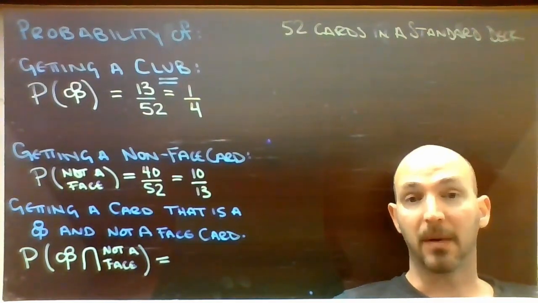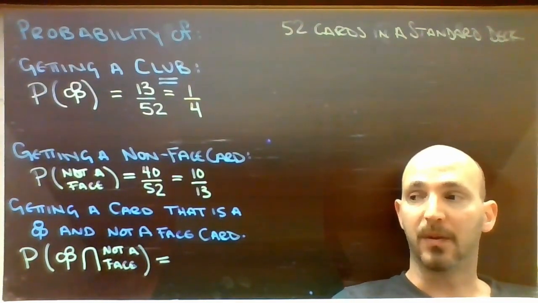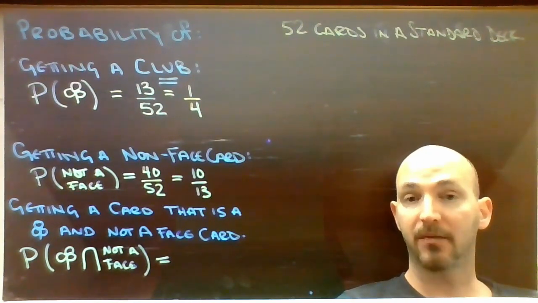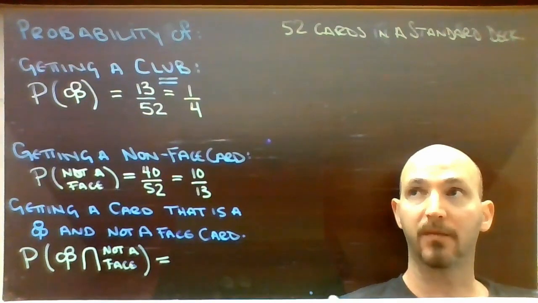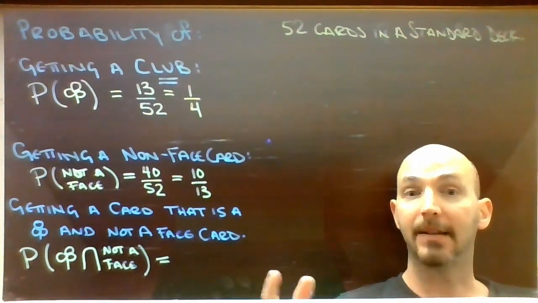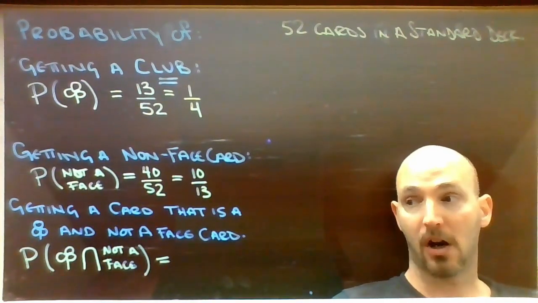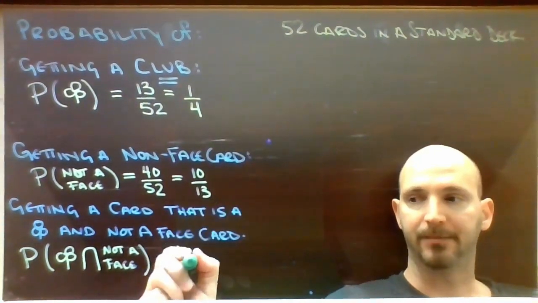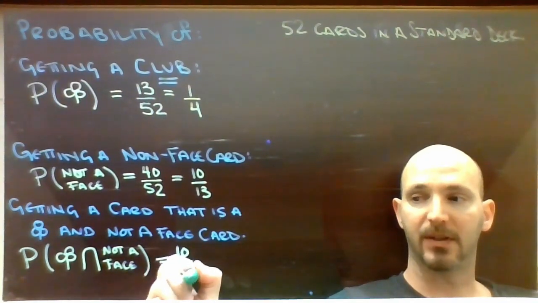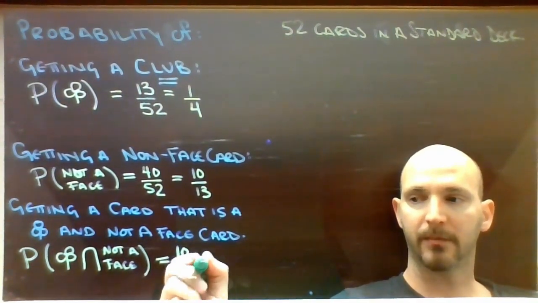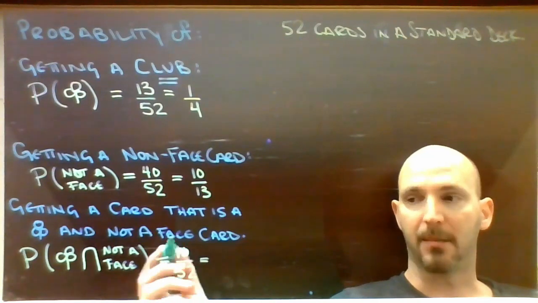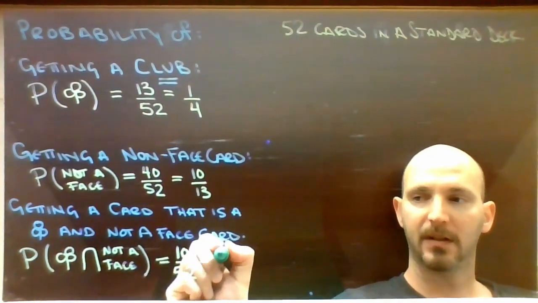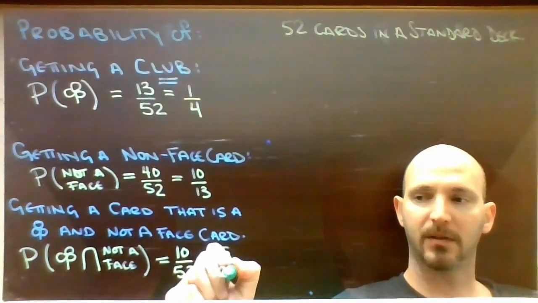Now, I want to think about that. So the cards that are both clubs and not a face card are the ace of clubs, 2 of clubs, 3 of clubs, 4, 5, 6, 7, 8, 9, and 10 of clubs. That's 10 cards out of the standard deck. 10 out of 52. Now that fraction happens to reduce, both of these numbers cut in half. That would be 5 out of 26.